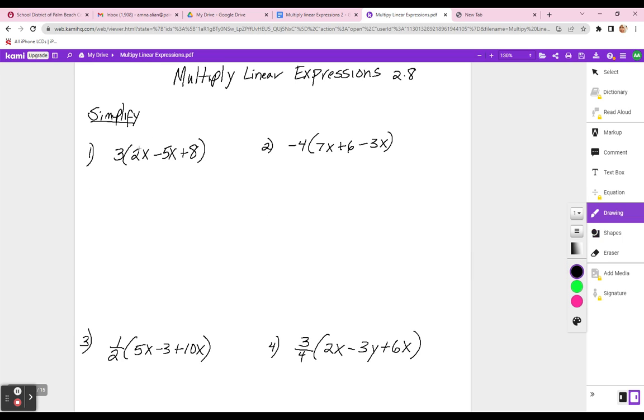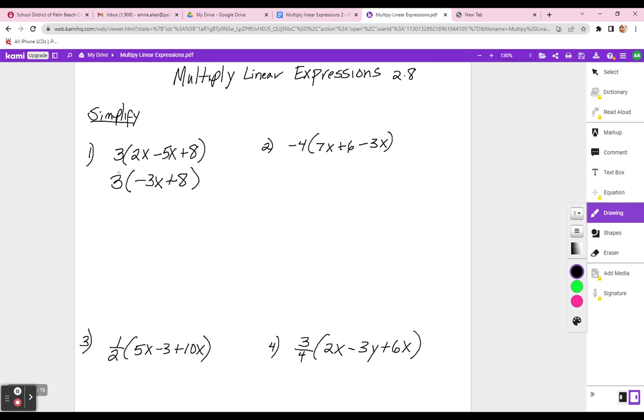All right, so we do have to distribute this 3 to every term inside the parentheses. However, we should stop and look inside the parentheses. Do we have like terms that we can combine first? And in this case, we do. This term right here has an x term, and this term has an x term. So these are like terms that we can combine. So we're going to do that first. So 2x minus 5x, that's negative 3x, plus 8.